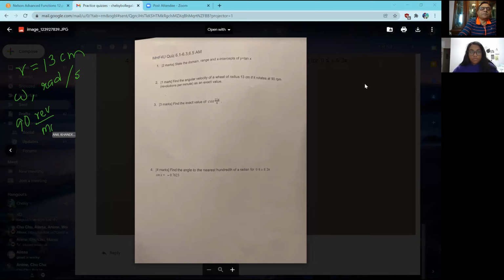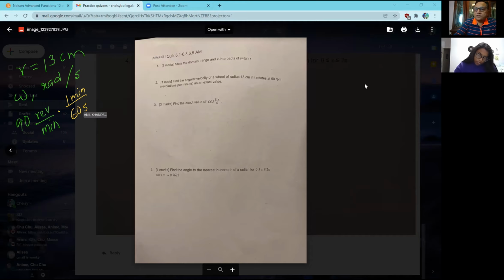You get the idea. So that is also in a way angular velocity. However, it is in revolutions per minute. So you have to convert the units to radians per second. So how will you do it? You can say 1 minute is 60 seconds, right? So 1 minute over 60 seconds.